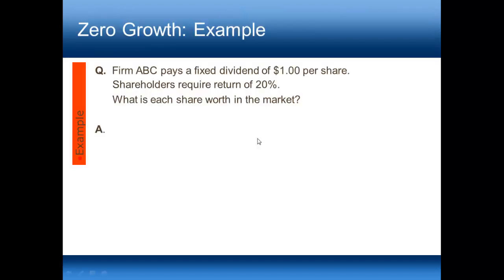So for example, if the fixed dividend was $1 per share and your shareholder requires 20% return, what would be the value of the share? Since there's no growth, we don't have to find out what D1 is. So we'll start with D, $1, divided by the rate required by the investor, 20%, which gives me a share value of $5.